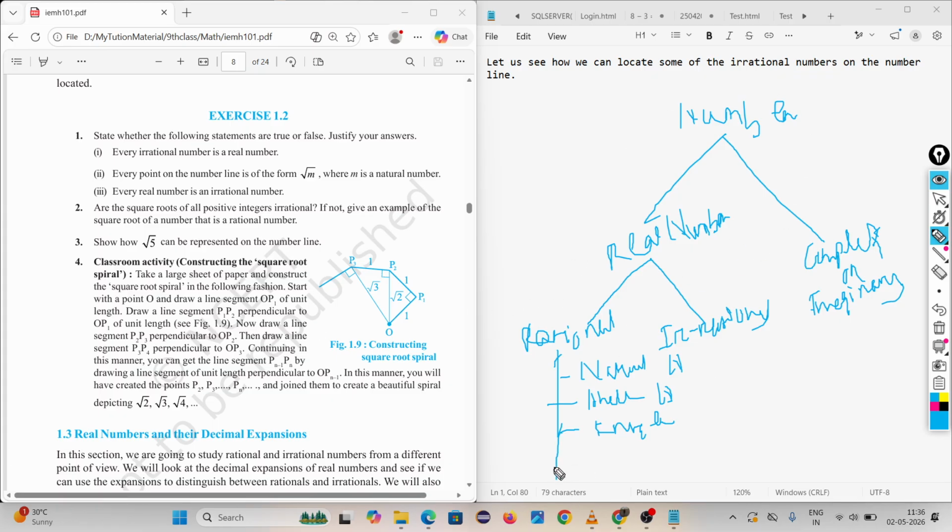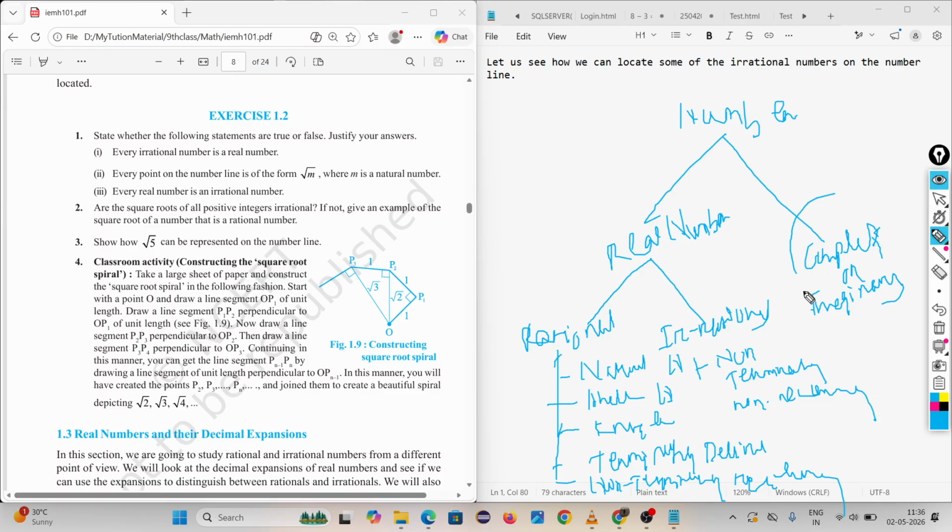Terminating decimal comes under rational number. Non-terminating recurring is also coming under rational number. Under irrational number, one thing comes, that is non-terminating, non-recurring. Write this first. As for complex or imaginary number, you will learn it in class 11.